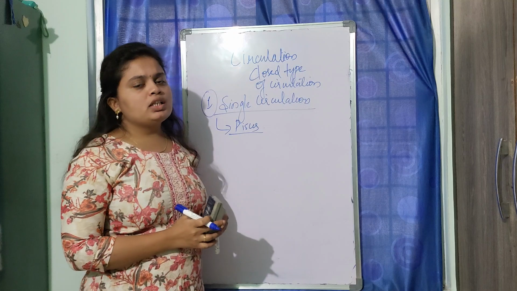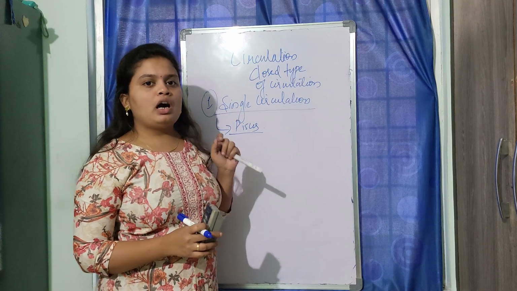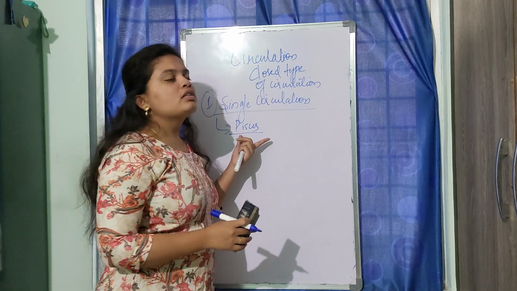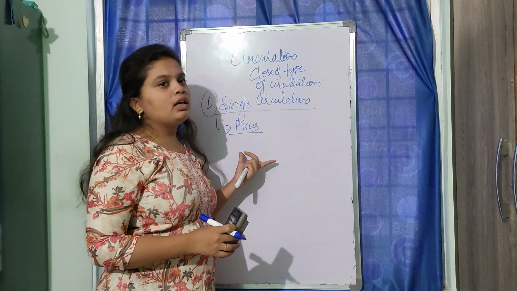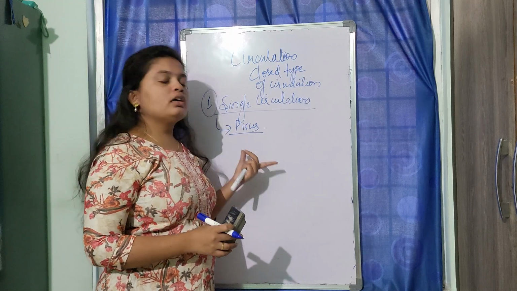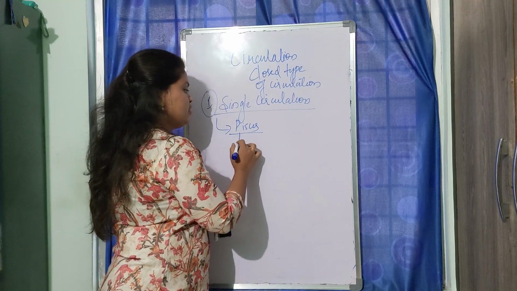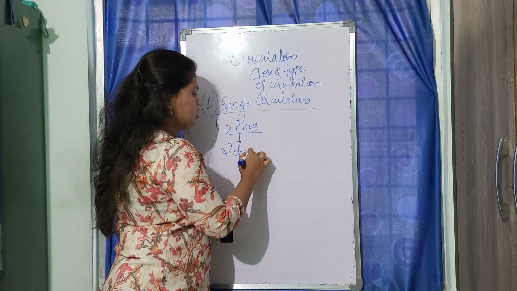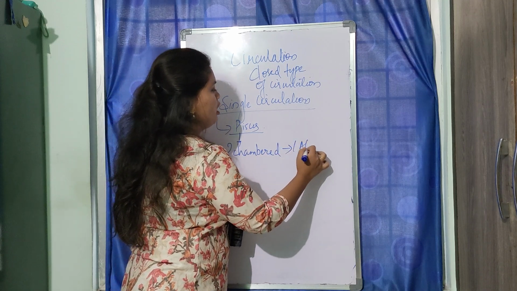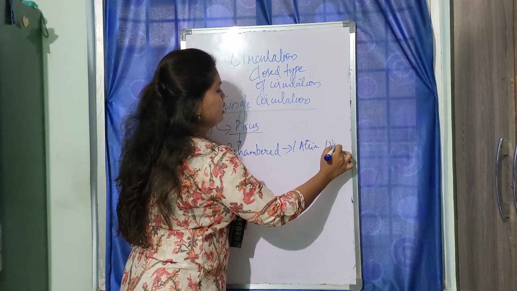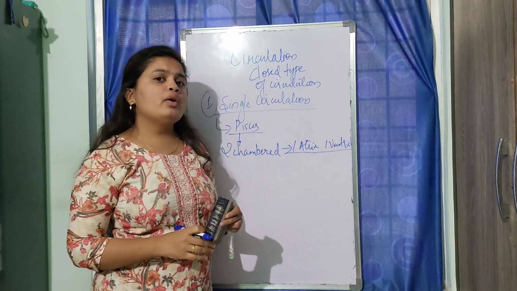So why is it called single circulation? It is called single circulation because the blood visits the heart only once. That's why it is called a single circulation. And how is this working? Let us understand by understanding Pisces and its heart and its circulation. So in fishes we have a two chambered heart. One is atrium, the other one is a ventricle.